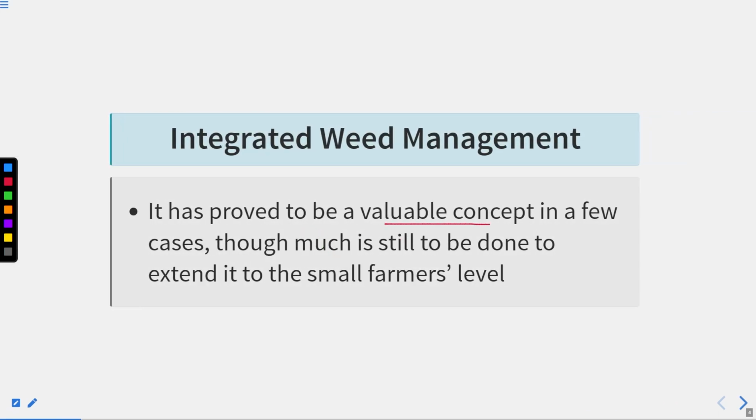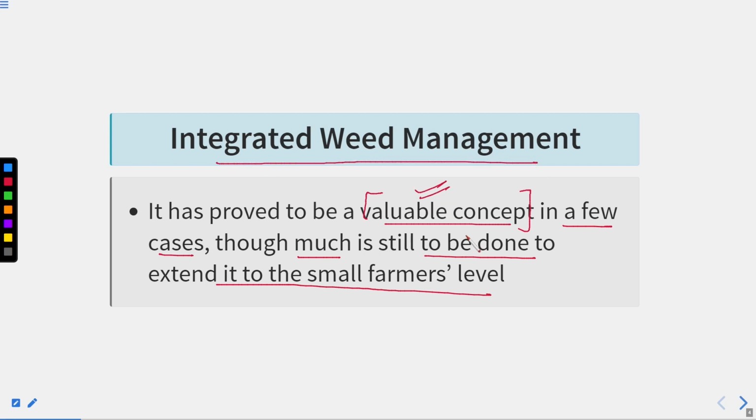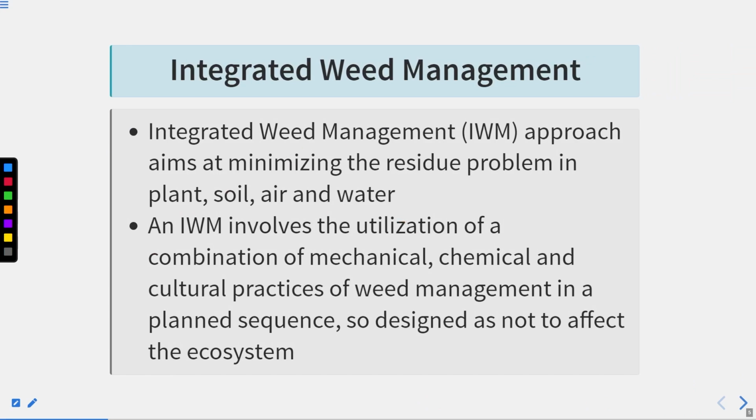It has proved to be a valuable concept in a few cases, though much is still to be done to extend it to the small farmer level. It is a very valuable concept, and it has been done by small farmers also, and they have seen that they got a lot of benefit by following the integrated weed management practice. The IWM approach aims at minimizing the residue problems in plant, soil, air and water.